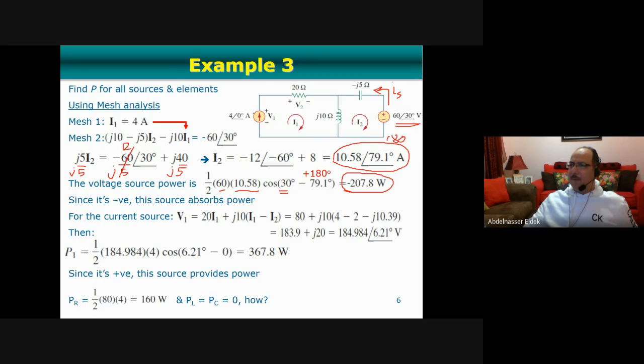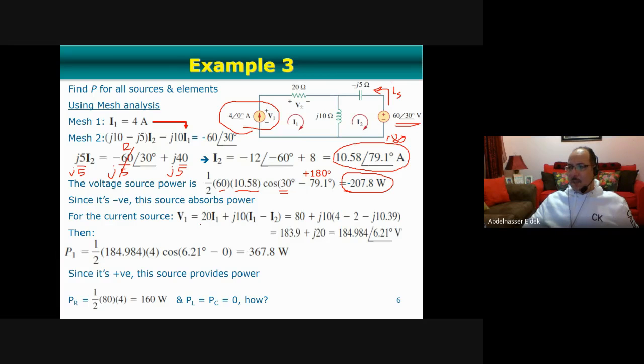Then for the current source here, you need to calculate V1. So V1 here, use Kirchhoff's voltage law. V1 equals V2 plus the voltage across the j10 inductor here. In this loop, you just need to calculate V1 equal to V2 plus the voltage across the inductor.